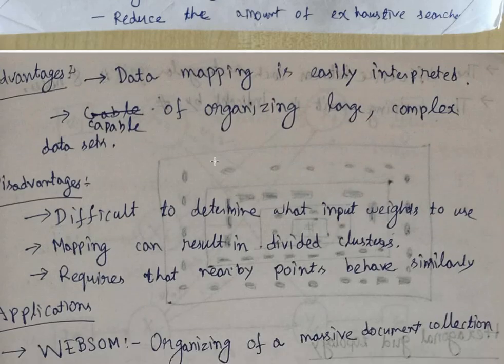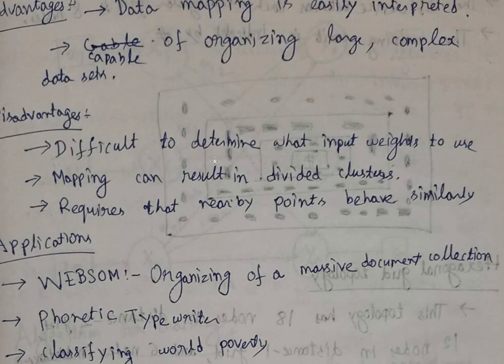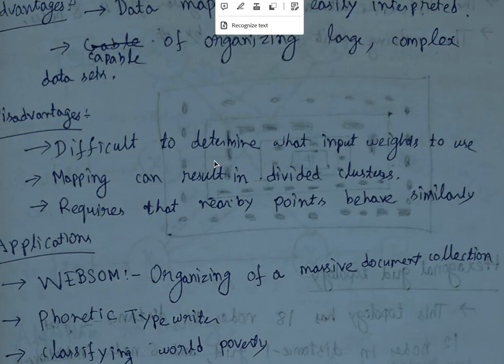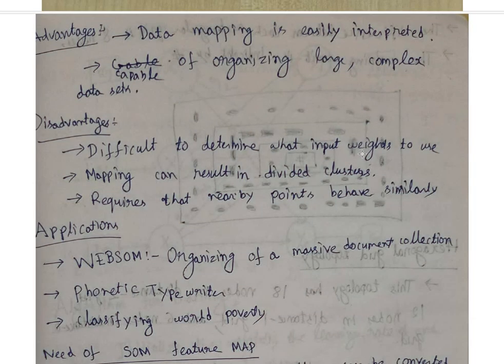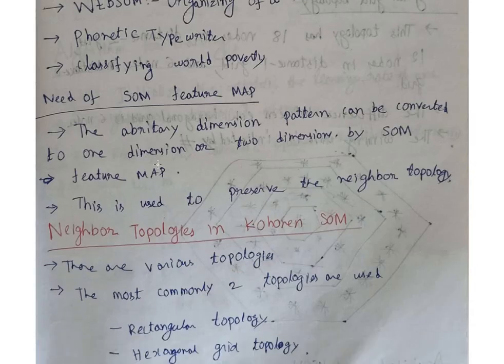So the advantage is that data mapping is usually interpretable for organizing complex data sets. Disadvantages: it is difficult to determine what input weights to use, and since our input weights are random, mapping can result in divided clusters. It's used in phonetic typewriters, classifying word poverty, etc.